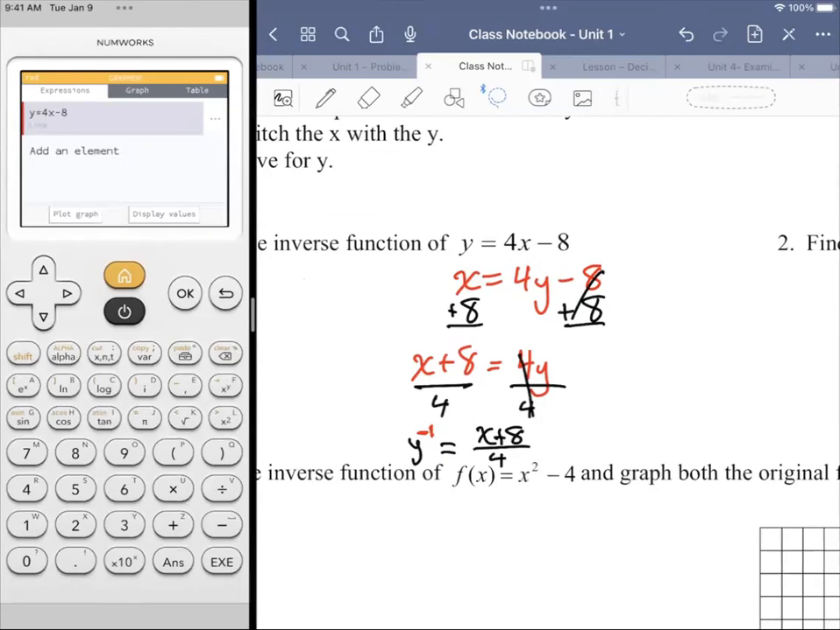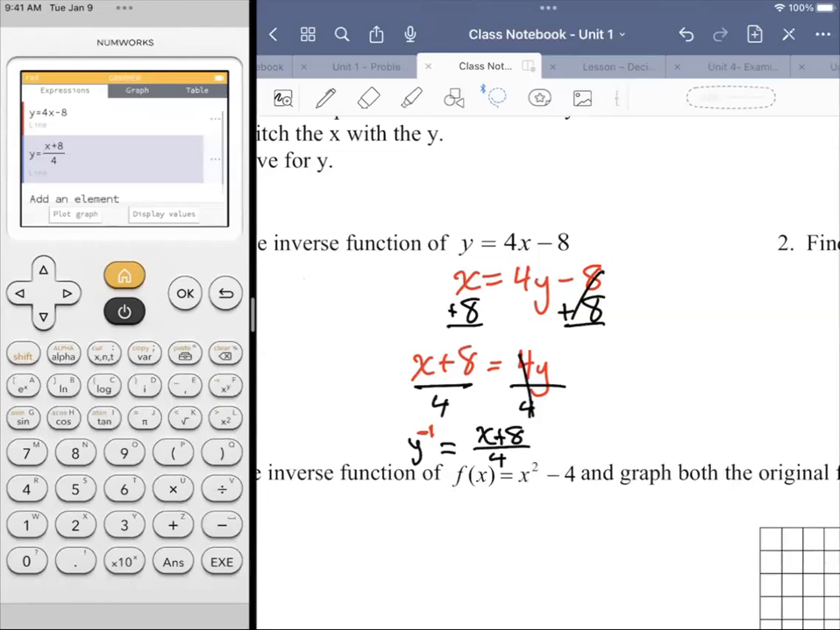But I also want to get my other function in there. Now, on paper, we use the y -1 notation, but in the calculator, we're just going to type it in as another y equation. So again, alpha 3 to bring up a y, shift pi to bring up an equals, and then I'm going to use a fraction with a 4 on the bottom, x plus 8 on the top, and we hit OK. Now we have our two equations in there.